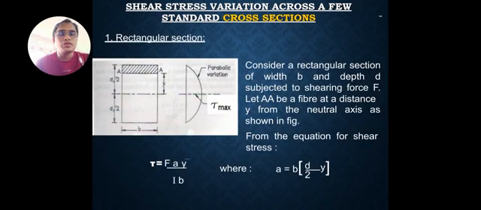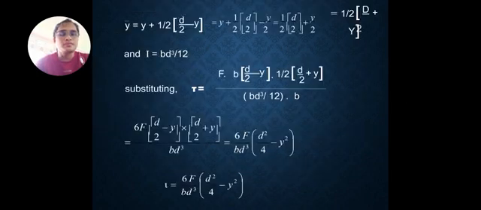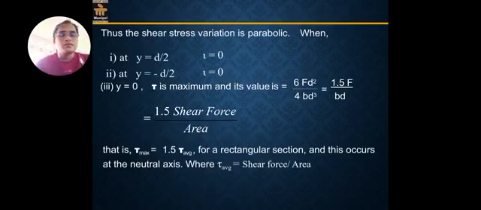Then, shear stress variation across a few standard cross sections. Rectangular section. Consider a rectangular section with breadth B and depth D subjected to shearing force F. Let AA be a fiber at a distance y from the neutral axis as shown in the figure. From the equation for shear stress, T is equal to F A y over I B, where A is equal to the area above the fiber. Thus the shear stress variation is parabolic.